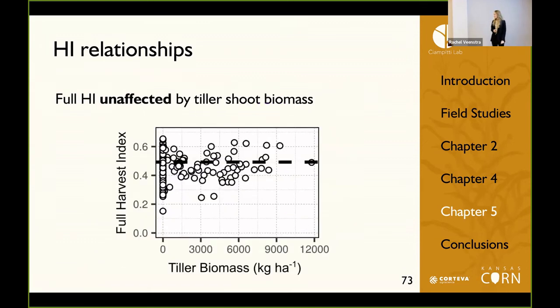But the last one, we have our tiller biomass, above ground biomass, on the x-axis and our full harvest index on the y. And we can see that there was no relationship between the amount of biomass that our tillers were putting on and the harvest index of the plants that we were looking at. So regardless of how much biomass or how large those tillers were, we weren't seeing a reduction in the full harvest index of those plants just because of the tiller biomass.